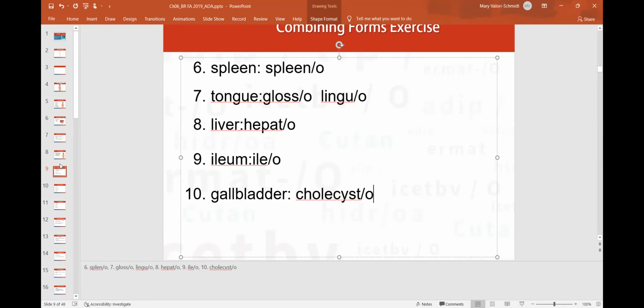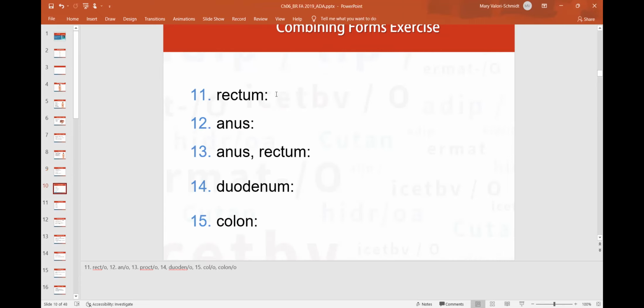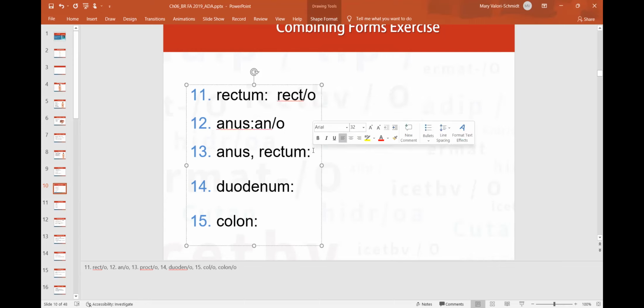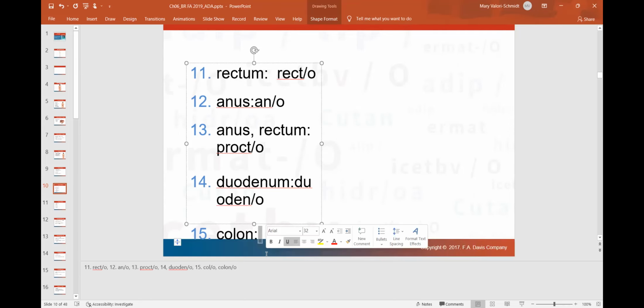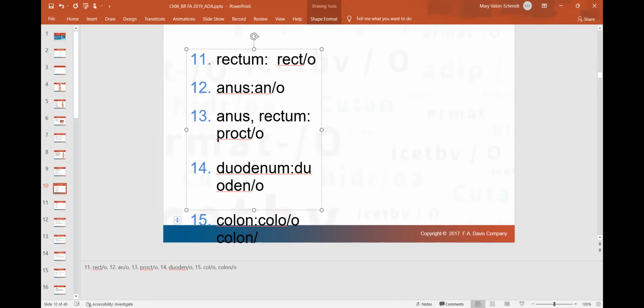Okay. We have the rectum, which is recto. We have the anus, which is ano. The anus and the rectum together are procto, like a proctologist. The duodenum, duodeno. And the colon is colo. Don't confuse it with YOLO. Or it can also be colono, like colonoscopy.